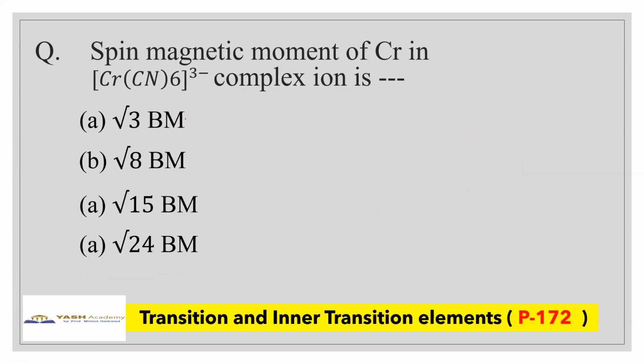Next, the spin magnetic moment of chromium in the Cr(CN)6 3- complex ion is: under root 3 BM, under root 8 BM, under root 15 BM, that is Bohr magneton, under root 24 Bohr magneton.